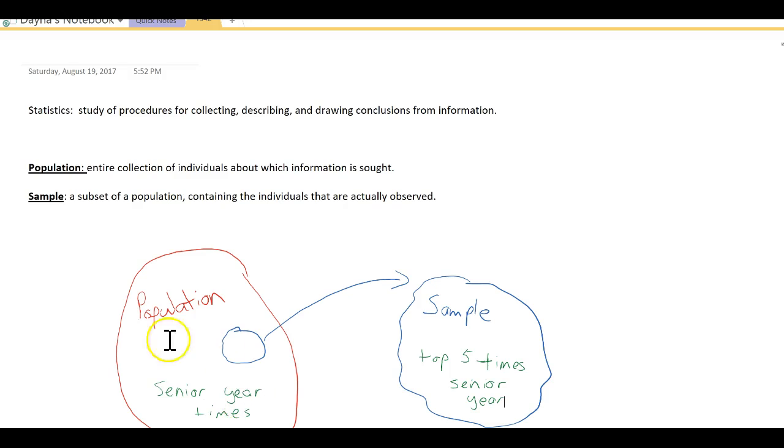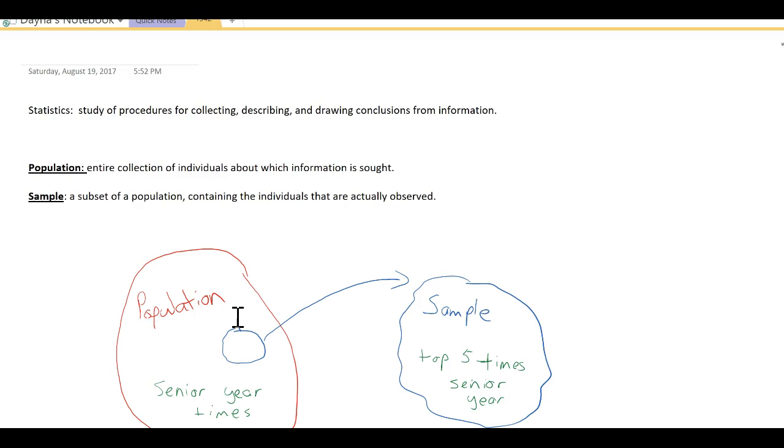Now, my cross-country times, I could go back and get all of my times from my senior year, or even all of my times. But most of the time, we're going to be discussing a sample. If I want to look at all of my grades, that's going to be a population. If I want to strictly look at my math grades compared to all of my grades, that's going to be a sample. Now, if I specify that I'm strictly looking at all math grades, that's a population.